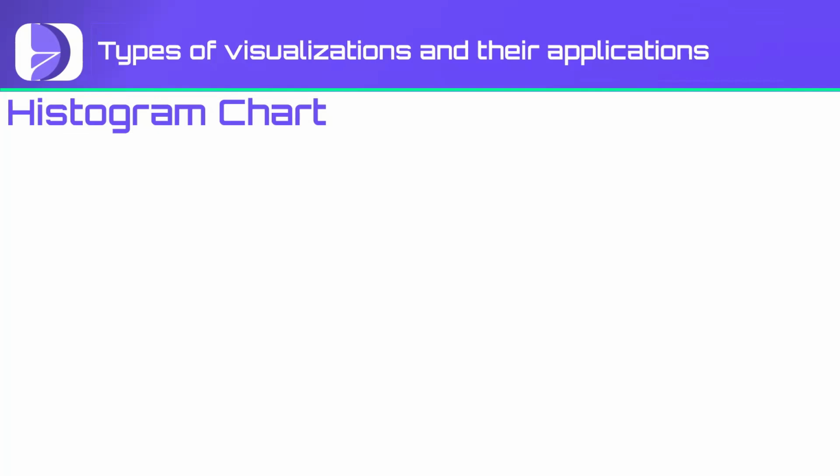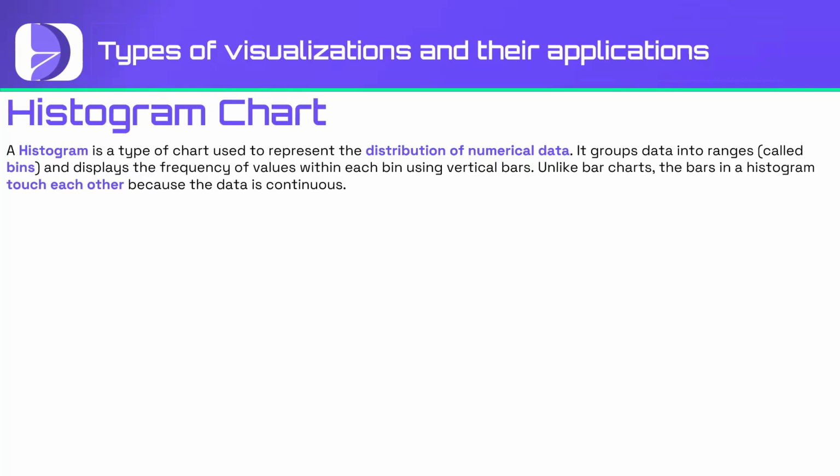In this video, we are going to be treating another basic type of visualization and its application. This visual is called a histogram. So, what is a histogram chart? A histogram is a type of chart used to represent the distribution of numerical data.